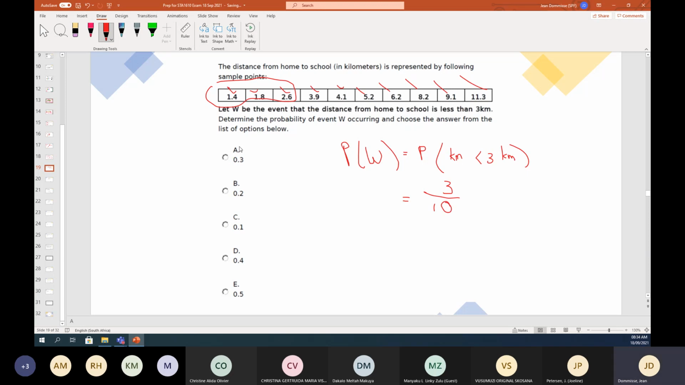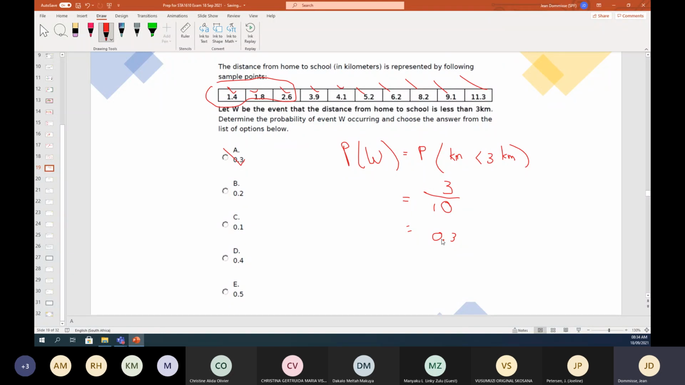3 observations less than 10. Out of the 10 observations, that is 0.3. So the probability that there is 3 observations less than 3 kilometers is 0.3, which would have been the first one.